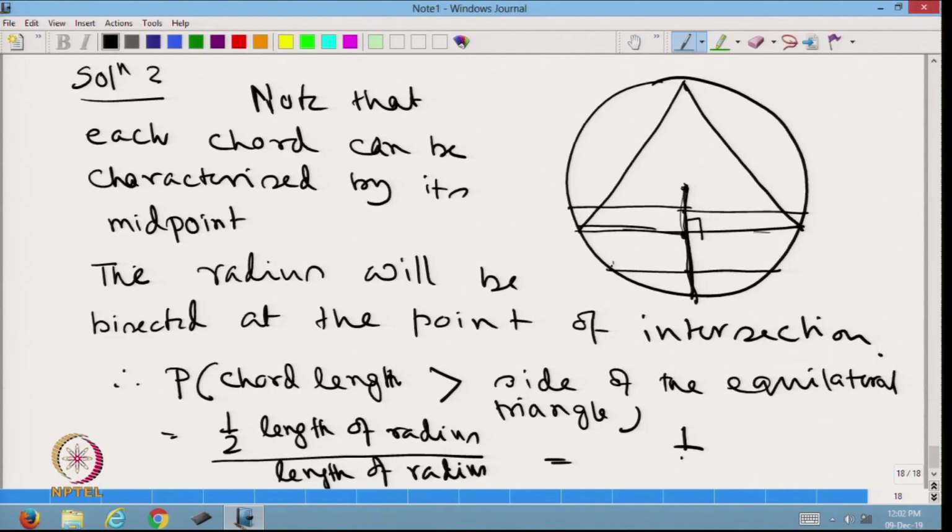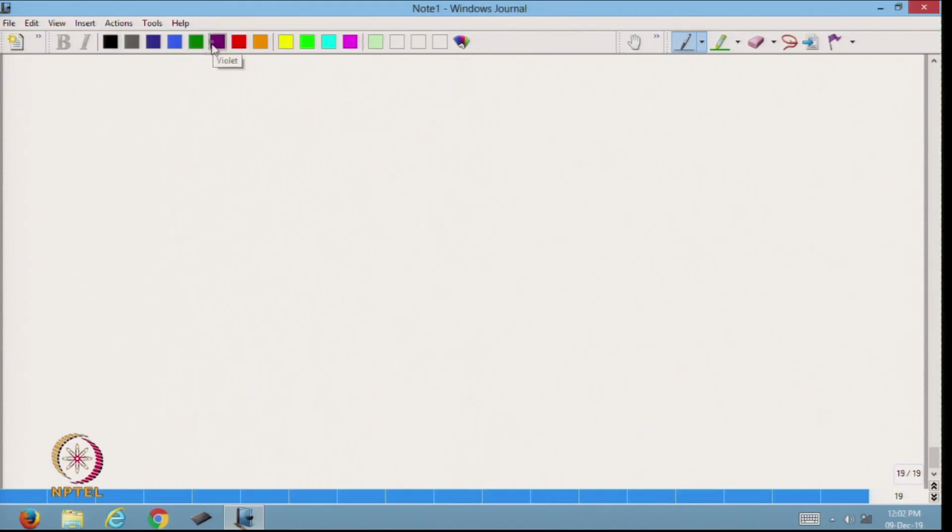Is equal to... This is because we have taken the sigma field as points on the radius. Let me give you a third solution, very similar setup.